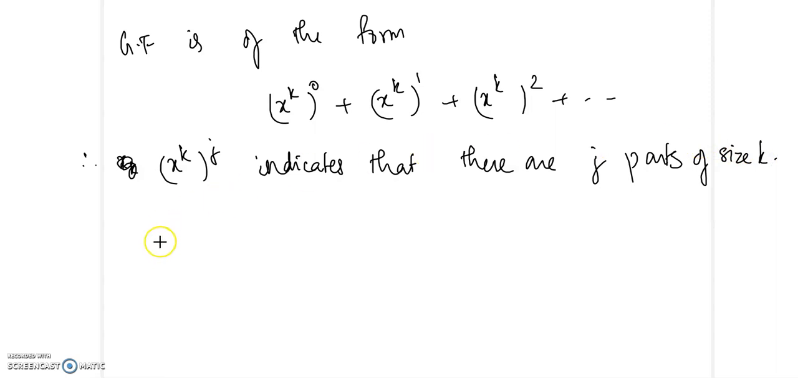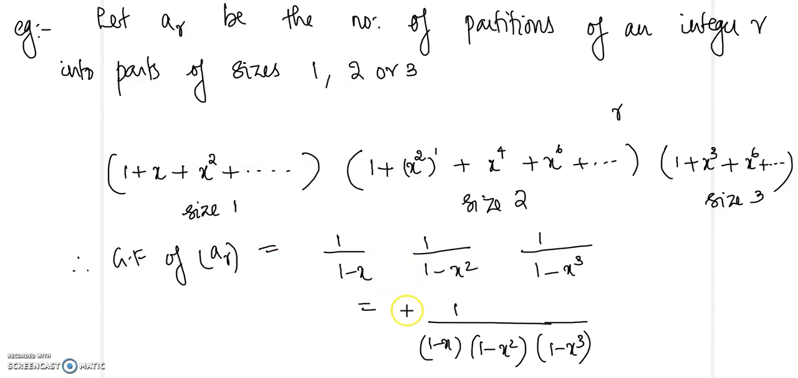And in this example, the generating function we got is 1 by (1 minus x)(1 minus x square)(1 minus x cube). So this is the number of partitions of an integer r into parts of sizes 1, 2 or 3. So let us look at an example of how to obtain the number of partitions using this generating function.